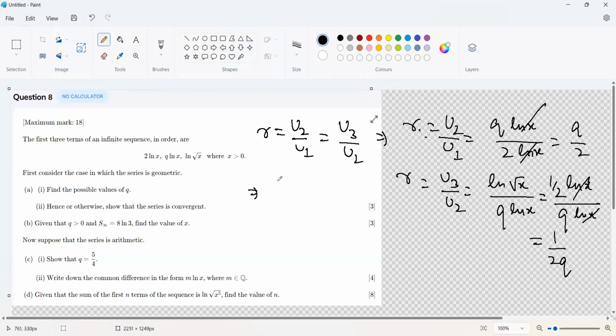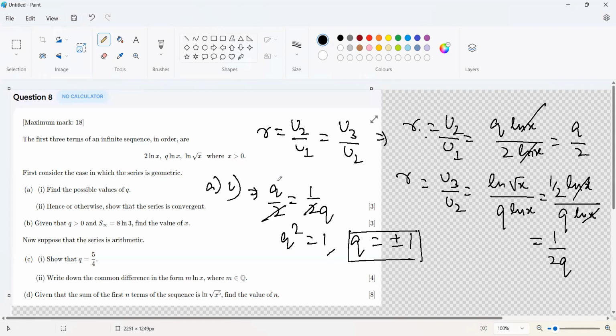To equate them, Q upon 2 is equal to 1 upon Q. What is the result? Q squared is equal to 2... Q cross multiplied gives Q square is equal to 1. It means that Q can have two possible values, plus or minus 1.